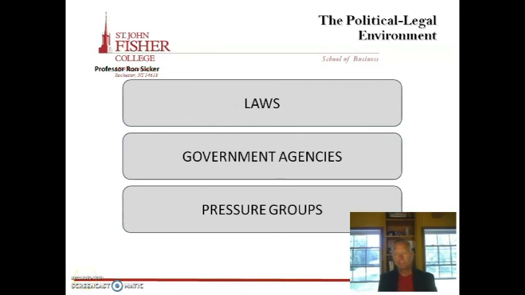And then finally, the political-legal environment is the last trend that you take a look at. What are the laws, government agencies, pressure groups, what do they call those groups? Lobbyists. What's going on in the political-legal environment? Is the country under a conservative government, or are they under a more liberal government? Are there new laws that are prohibitive to business? Are there new laws that are helpful to new business?